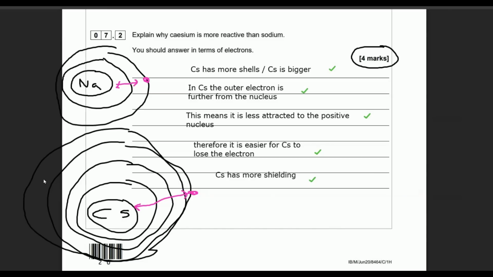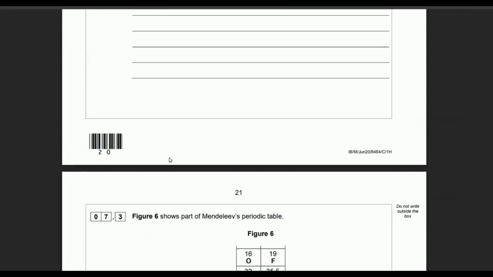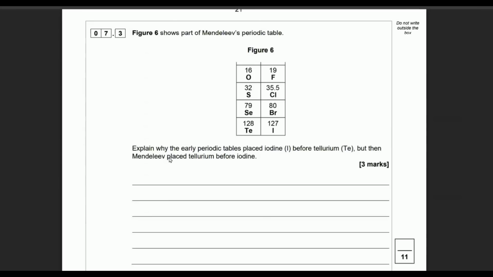All right. 7.3. We're right there, peeps. We're at the end. Figure 6 shows part of Mendeleev's periodic table. Figure 6, we've got O, S, Se, selenium, fluorine, chlorine, bromine. Explain why the periodic table places iodine before tellurium, but then Mendeleev placed tellurium before iodine.